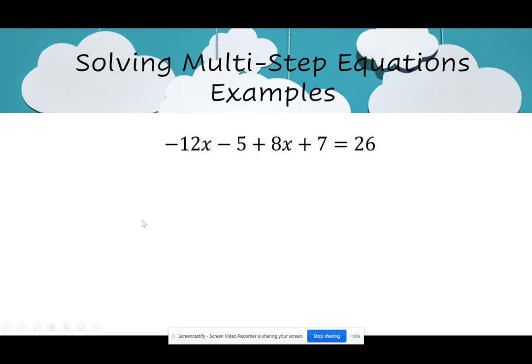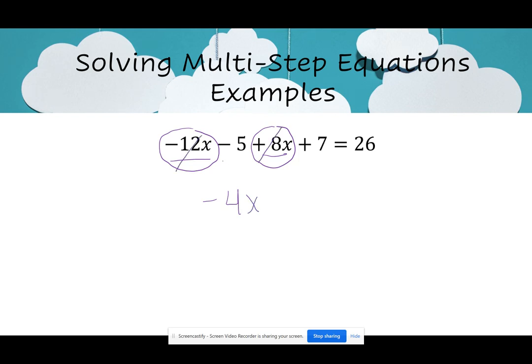So the first one is negative 12x minus 5 plus 8x plus 7 equals 26. So the first thing was to distribute. I don't see any parentheses, so we can't do that. Next, we want to combine like terms on the same side of the equation. So this is what we've been working on like last week. So negative 12x and 8x are like terms. So we just combine them. So negative 12 plus 8 gives us negative 4x.